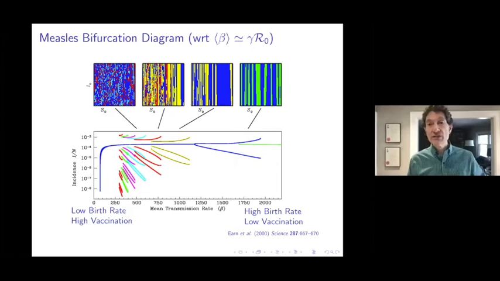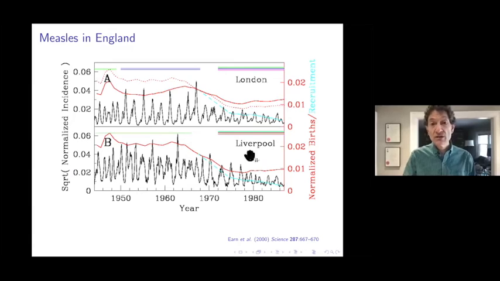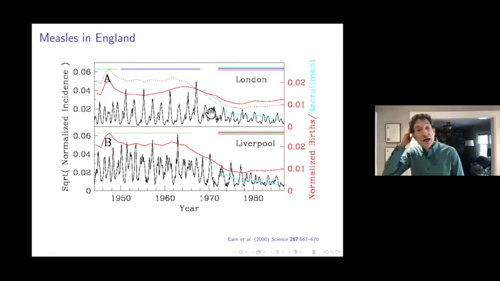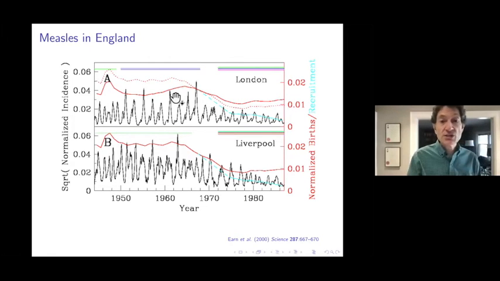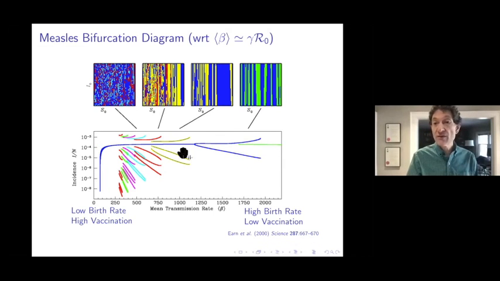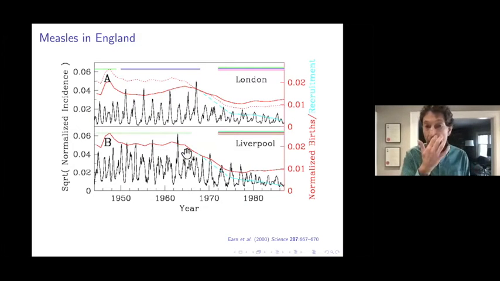Well, we can apply it, for example, to a bunch of data that we have for measles in various cities. So here, for example, is measles in London, England, in the second half of the 20th century. And what's shown in red is the birth rate in London, the solid red line. And above, the colored lines correspond to the regions of this bifurcation diagram where these various cycles are stable. And so in London over this period, we predict the biennial cycle, and that's indeed what we see.